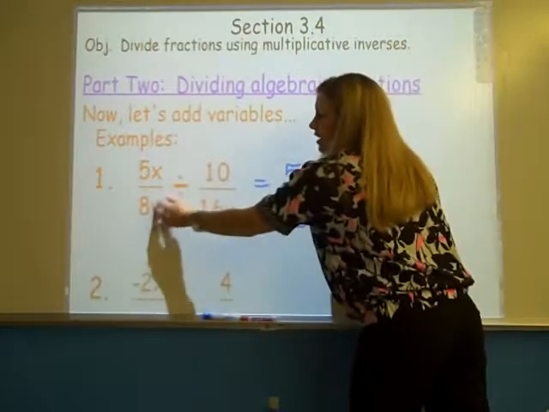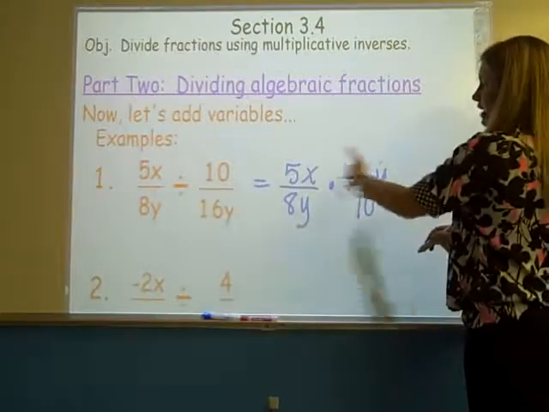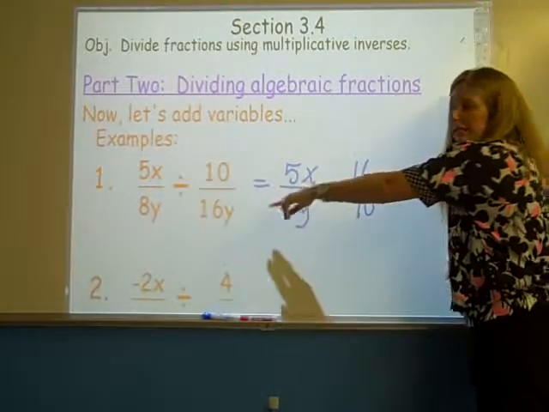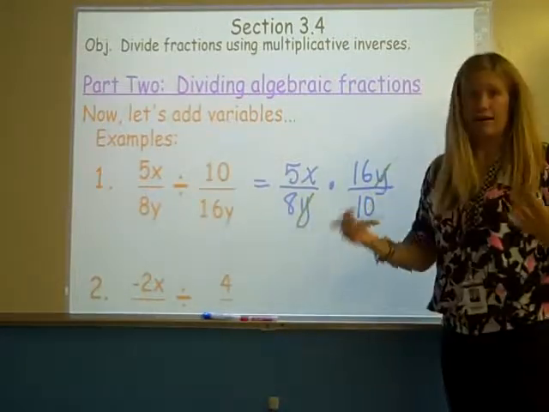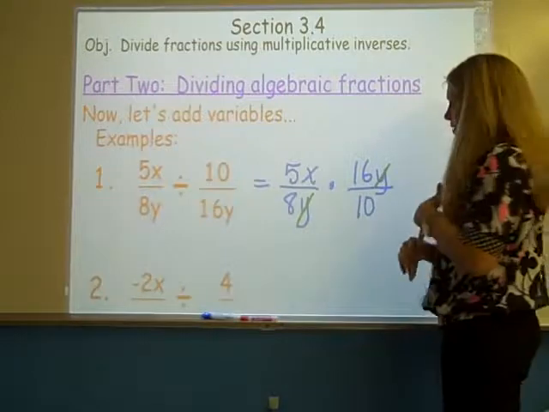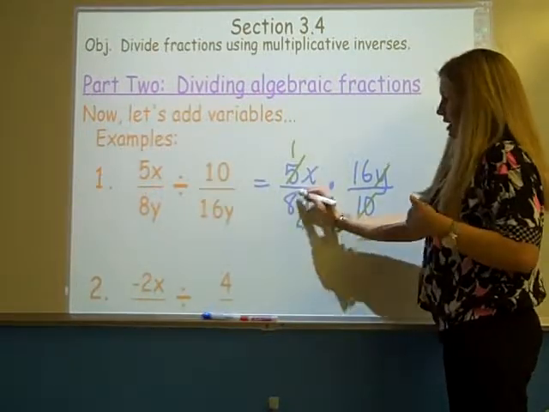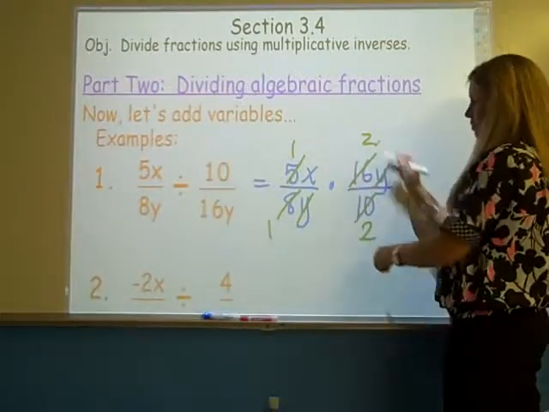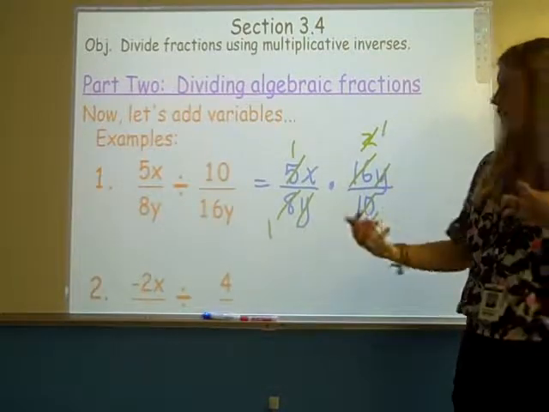Okay, keep the first fraction, multiplication, flip the second fraction. See if you can cancel anything out. Anything in the numerator can cancel out with anything in the denominator. A y and a y they cancel each other out, they become 1. 5 and 10 become 1 and 2. 8 and 16 become 1 and 2. 2 and 2 become 1 and 1. Look at all this canceling out. There's a lot going on. We're canceling a lot of things out.